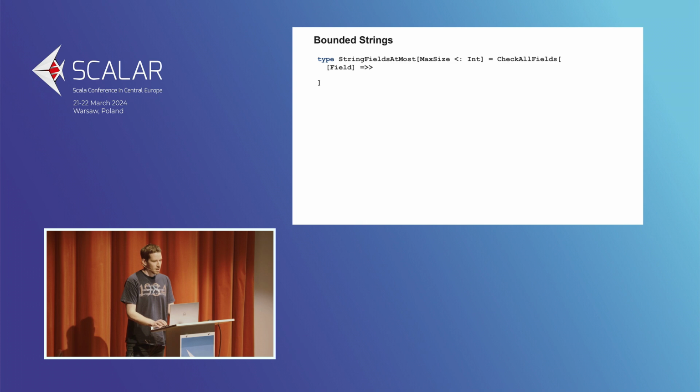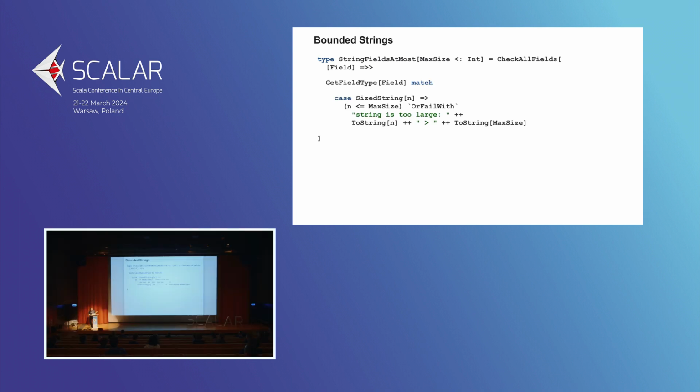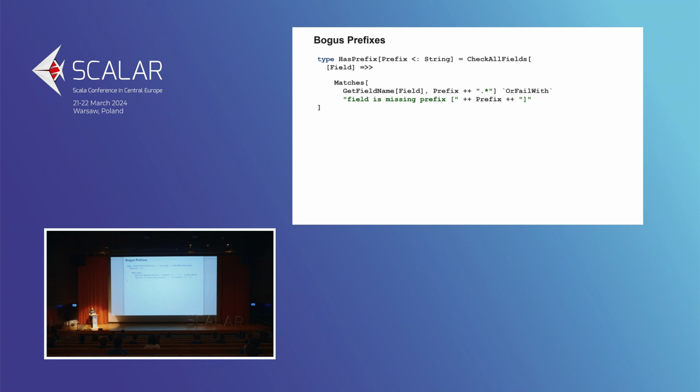So for the last two checks, and again, a signature. We're taking at most max size for strings, and then we're doing a check all fields. So we're going to apply this check to all the fields separately. Given a single field, we're going to extract the field type. And then if it's a sized string and n is larger than the limit, then we produce an error that it's too large. And remember that we're going to render it with the field name, so we're going to know exactly where that came from. If we have a string, then we just forbid it completely because we don't want unbounded strings, and otherwise everything is okay.